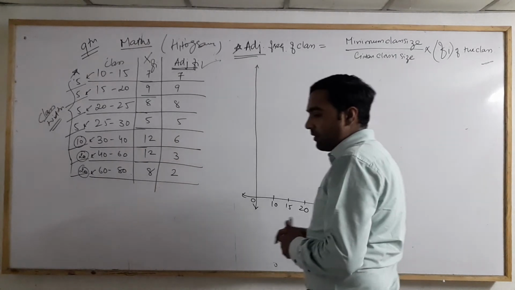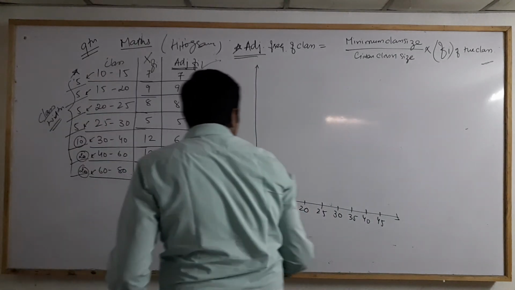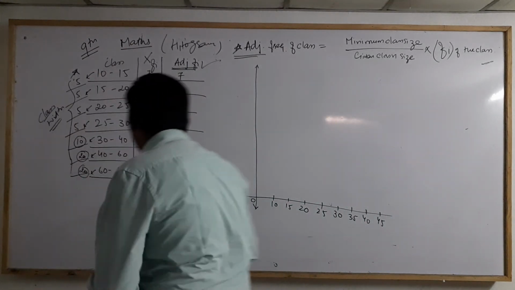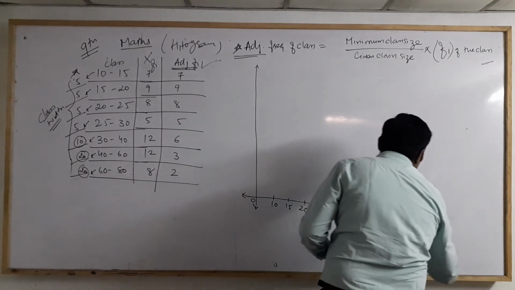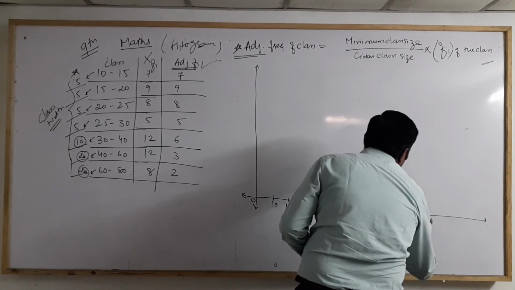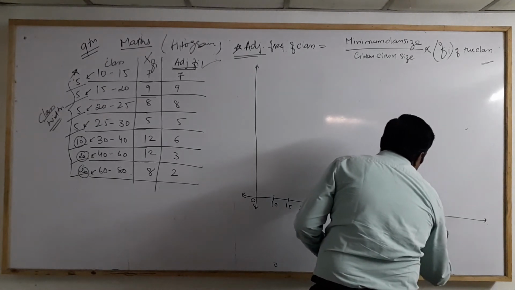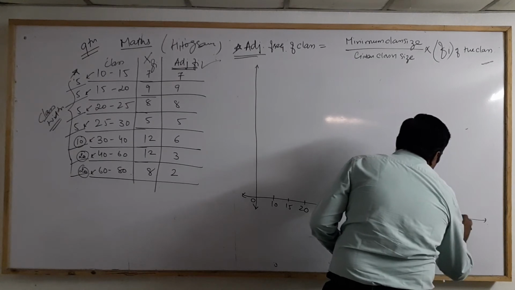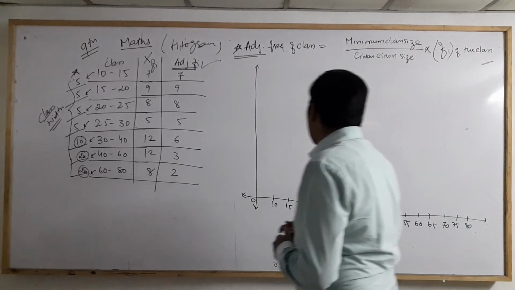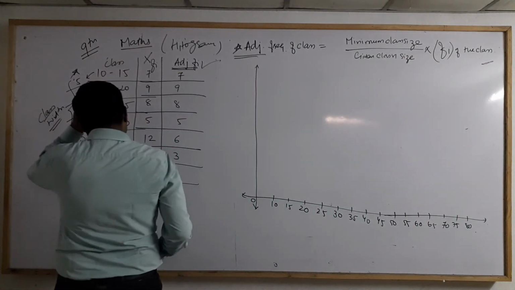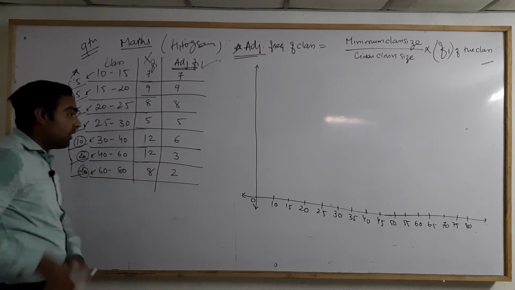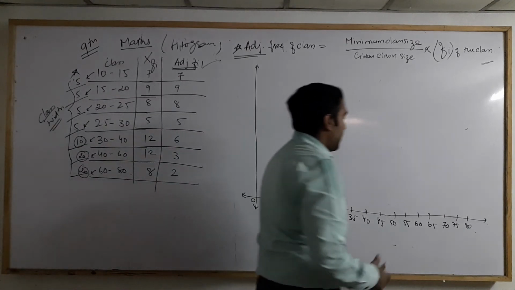Now 45 to 50, 50 to 55, 55 to 60, 60 to 65, 65 to 70, 70 to 75, 75 to 80. Okay, clear students? Now this is my x-axis.